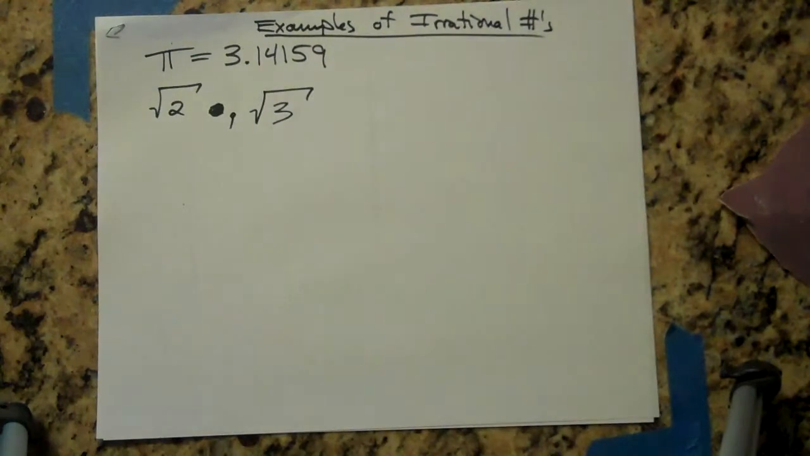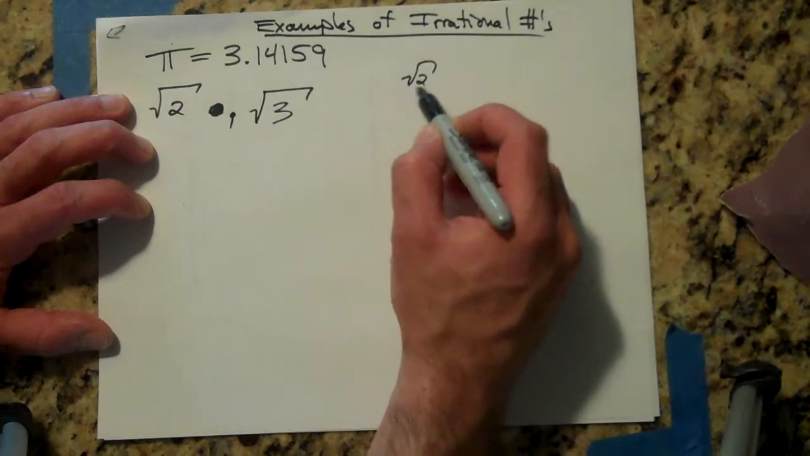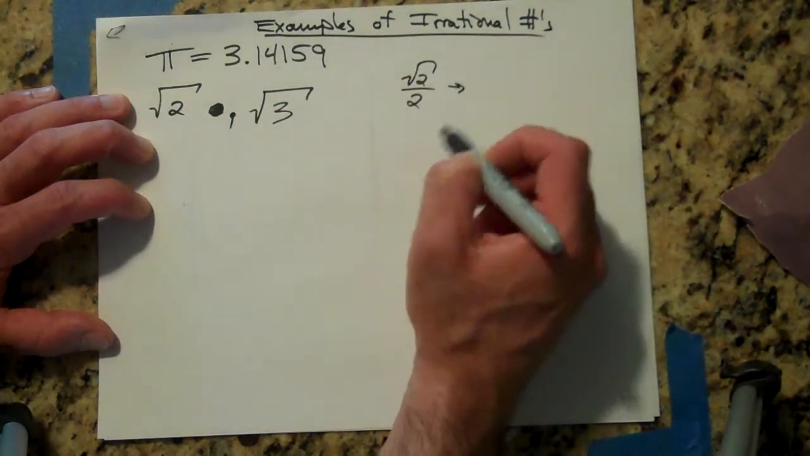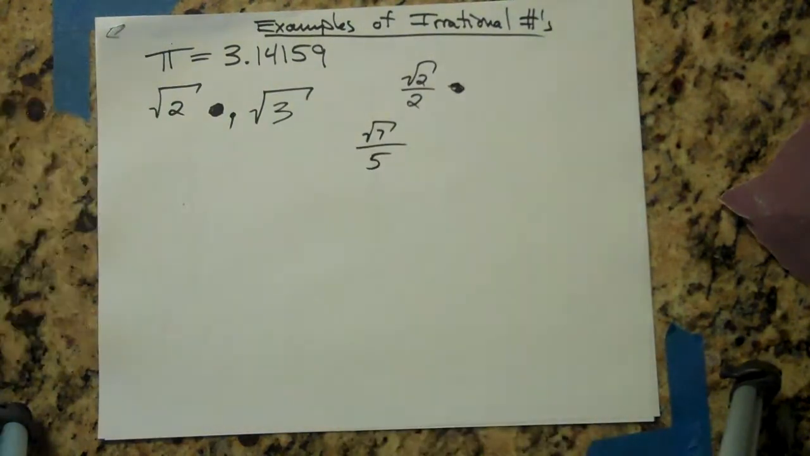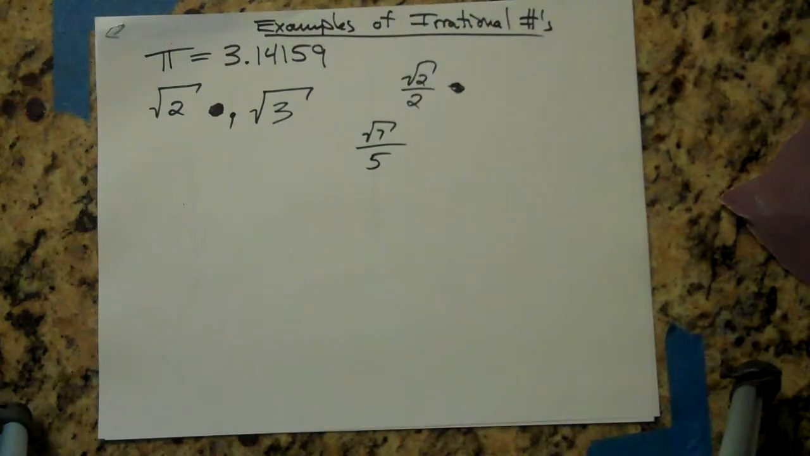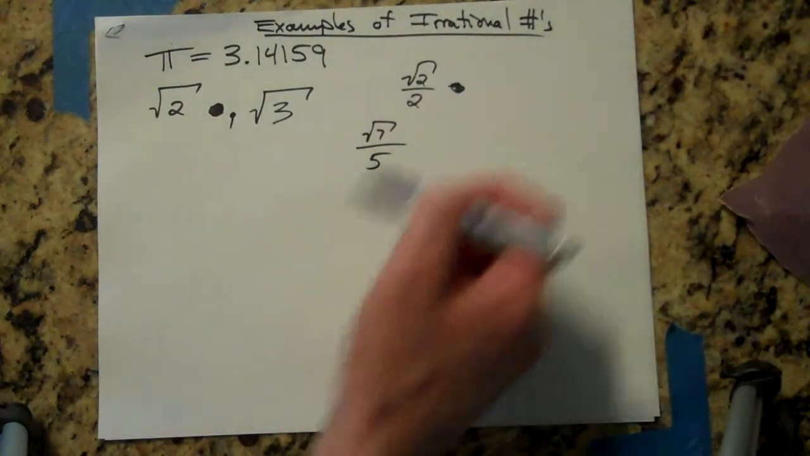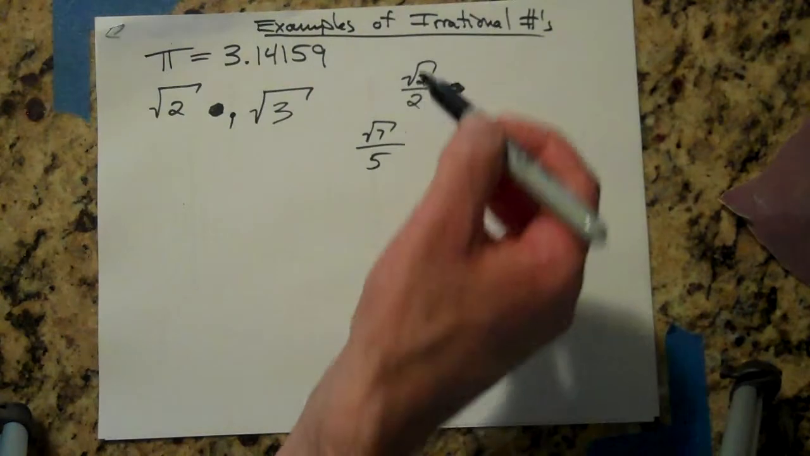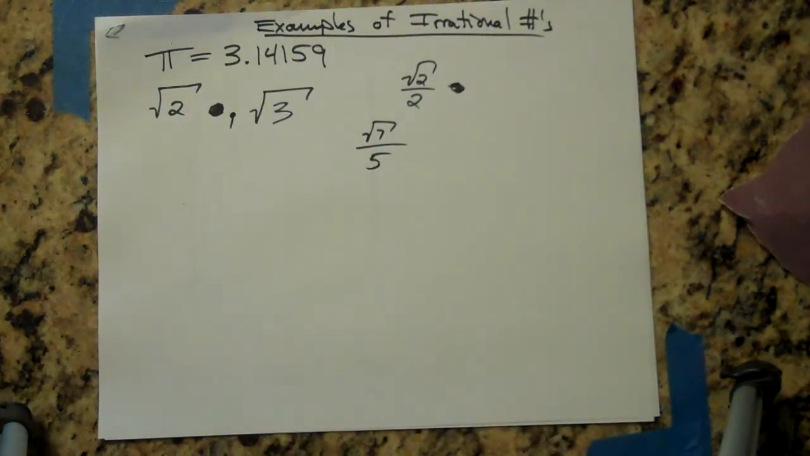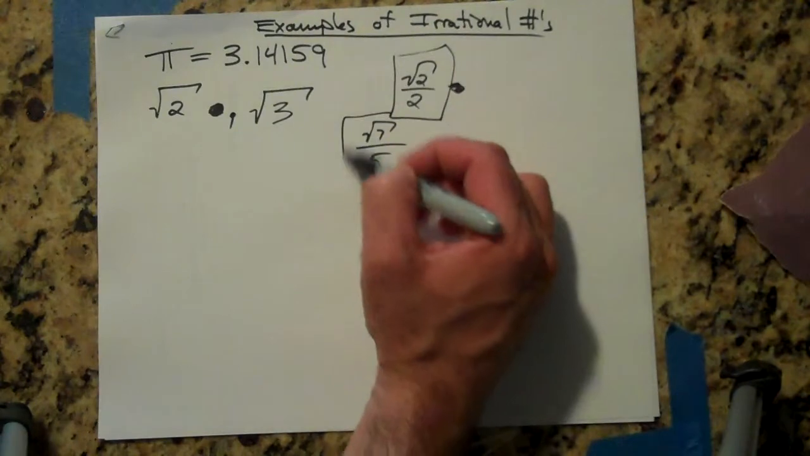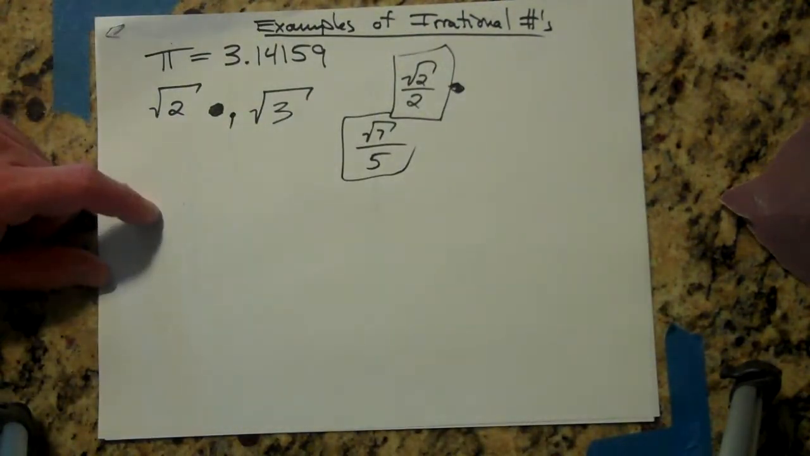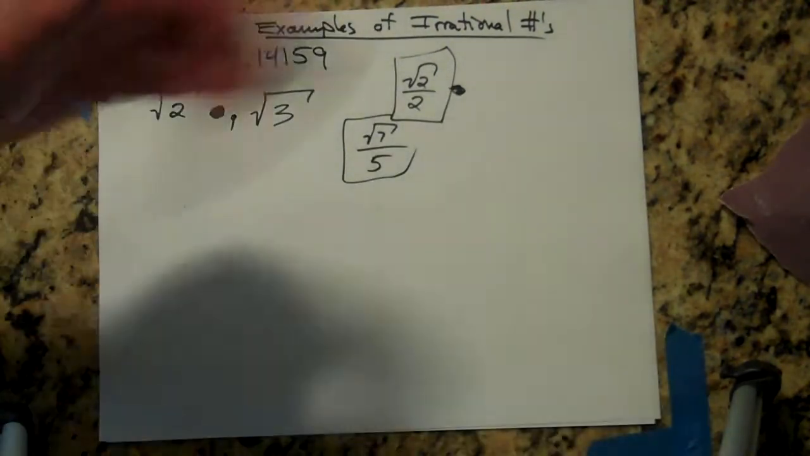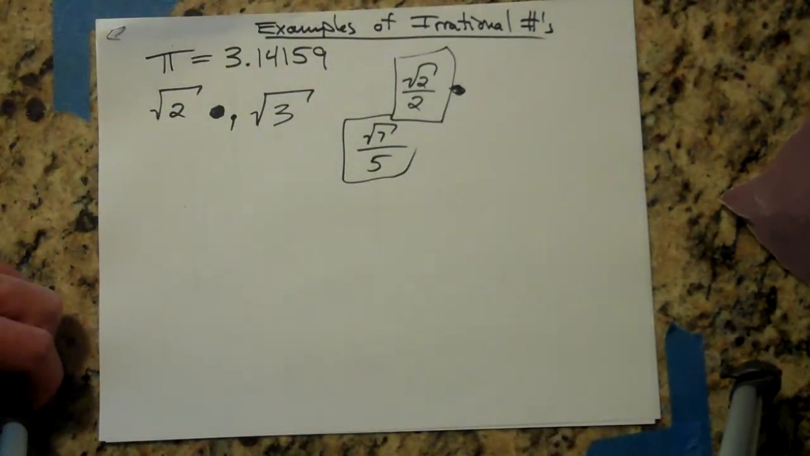Square root of 3 is another irrational number. Square root of 2 over 2 is irrational. Something like square root of 7 over 5 is irrational as well. Why? Because we have the numerator in each of these fractions being irrational numbers themselves. Because we have those numbers in the numerators that violate the rules of a rational number, that automatically bins it into the irrational number category. Okay?